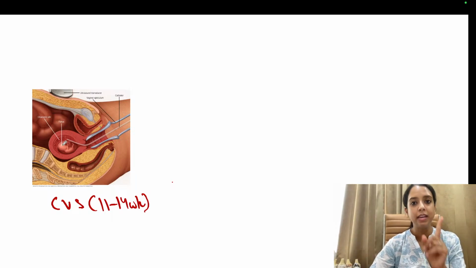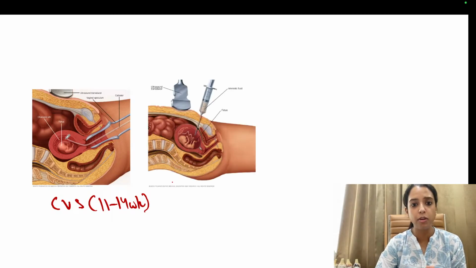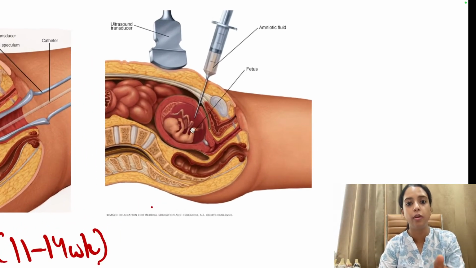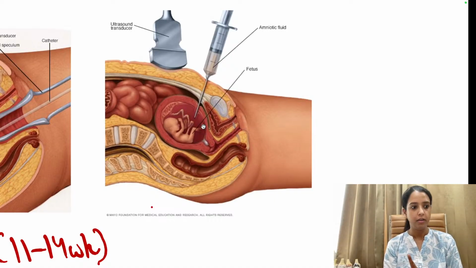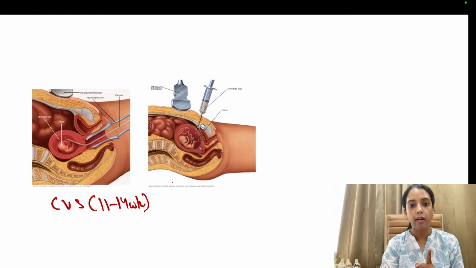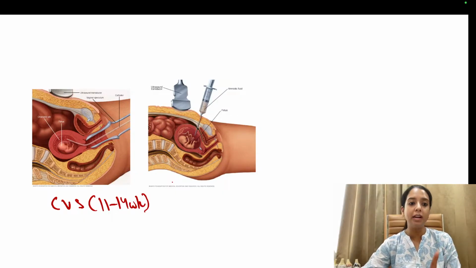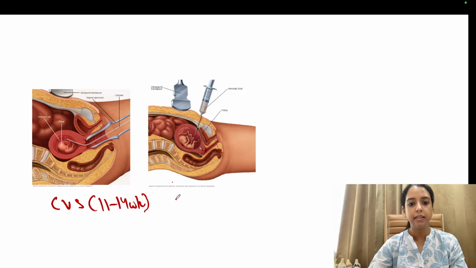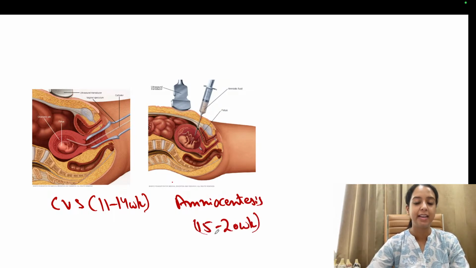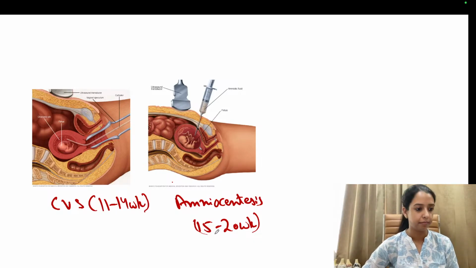Abdominally also it can be done. So in case you see an abdominal needle going into the placenta, don't think it is amniocentesis. In amniocentesis, you will clearly see a needle going into the amniotic cavity. So chorionic villus sampling can be done abdominally also. You might get an image where an abdominal needle is reaching the placenta. So this is amniocentesis, where the needle is sucking the fluid from the amniotic cavity. And amniocentesis has to be done at 15 to 20 weeks. It is a confirmatory test but done in the second trimester.